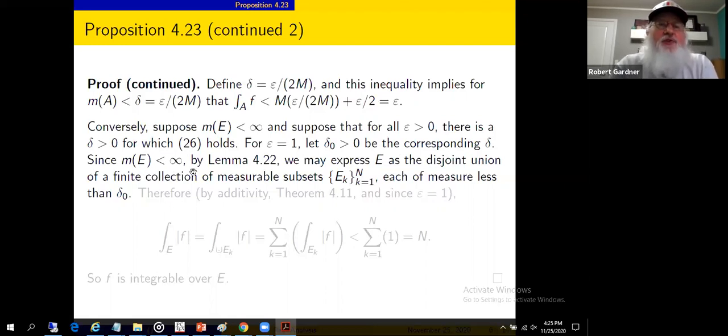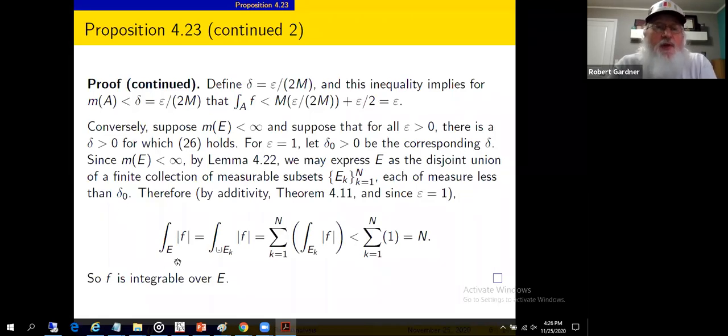Now, the measure of E is finite here. Lemma 4.22 applies to finite measure sets and says you can cut them into a finite number of pieces, and all those little pieces will be small in measure. By lemma 4.22, since E is finite in measure, E is a disjoint union of a finite collection of measurable sets. Let's call them E sub k, k equals 1 to capital N. And each of these E sub k's is of measure less than delta sub 0, the delta that we had upstairs.